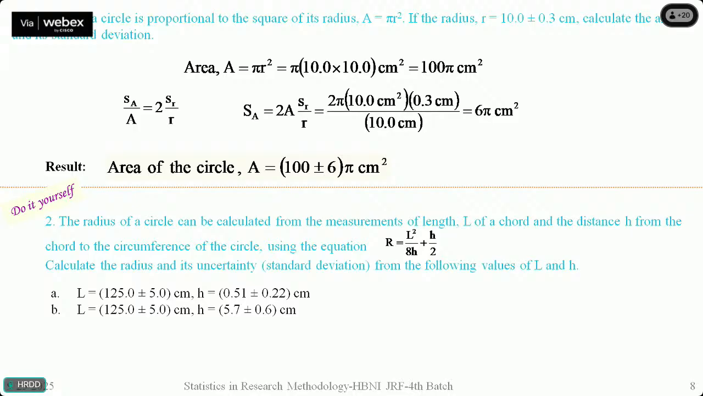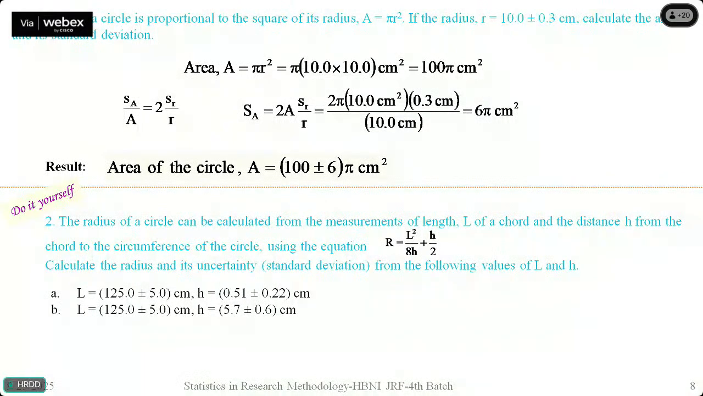If you have to take U of L square by L square, it will be the square root of that. So this is the relative uncertainty in L square. If you have to calculate the uncertainty in L square, it will be L square into the square root of this part, 2 into U L by L, sorry, square. Okay? Is it okay? This was the equation we discussed yesterday.